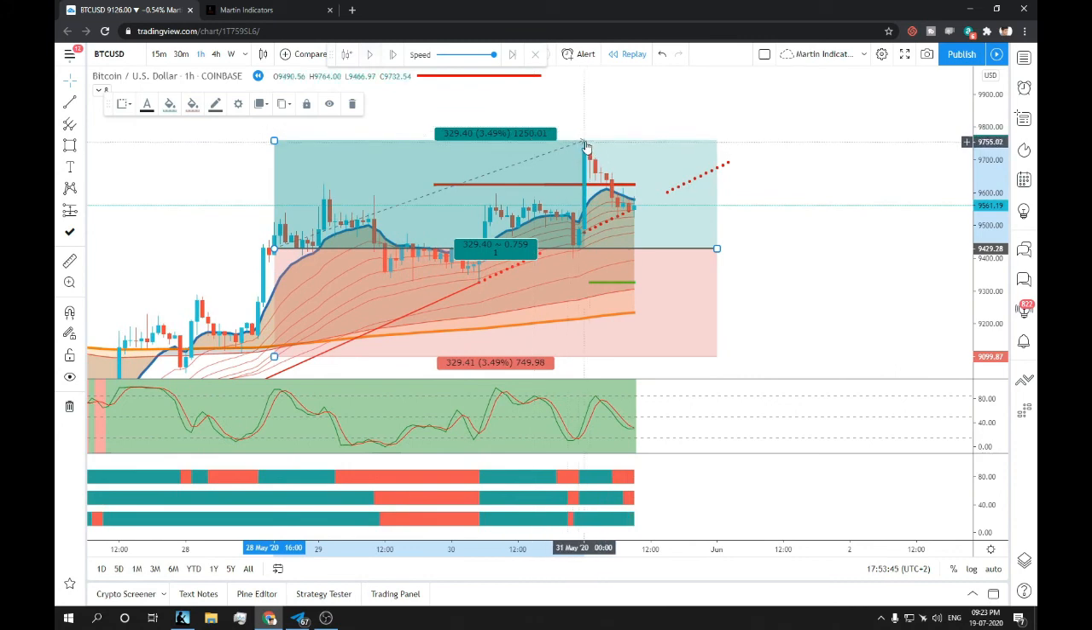Oh, perfect, target hit, guys, perfect target hit. You can see this arrow, perfect target hit.